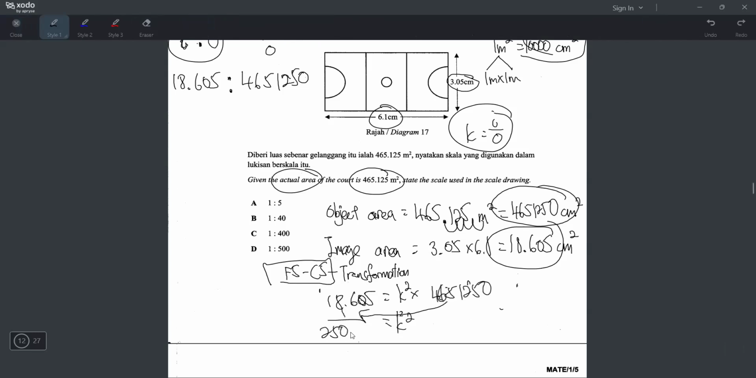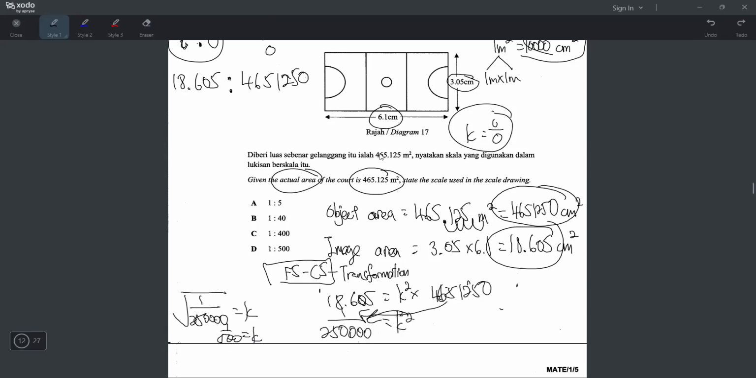My calculator gives me 1 over 250,000. But this is not the answer. This is the k square. So how to find k? You have to bring the square over, right? Kena pindah kuasa 2, and when you pindah kuasa 2, dia jadi punca. So you have to press square root of the answer. What is the square root of 1 over 250,000? My calculator gives me 1 over 500. That means your k is 1 over 500.